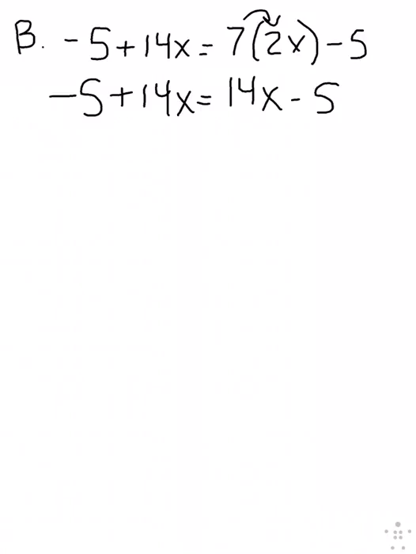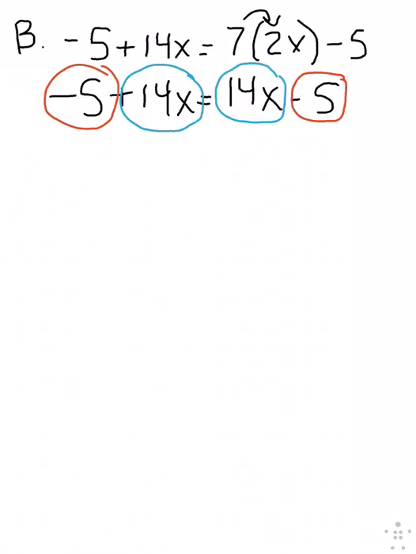Now, even though they are written backwards, these equations have an infinite solution because everything matches. I have a negative 5 and a negative 5, and I have a positive 14x and a positive 14x. All my numbers are the same, even though they're written in different orders. That is an infinite solution, and so letter B is incorrect.